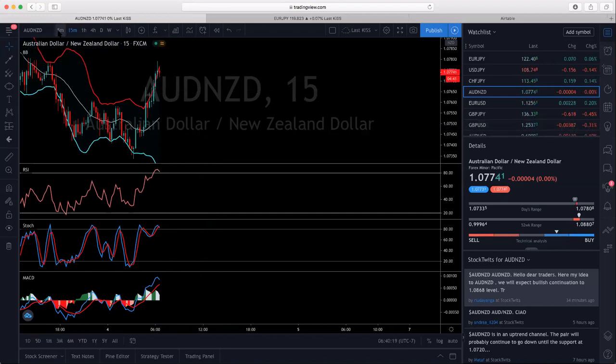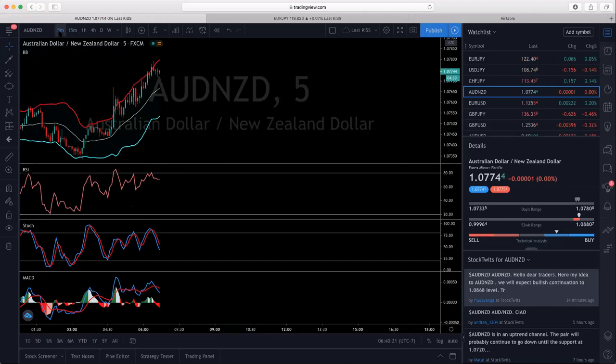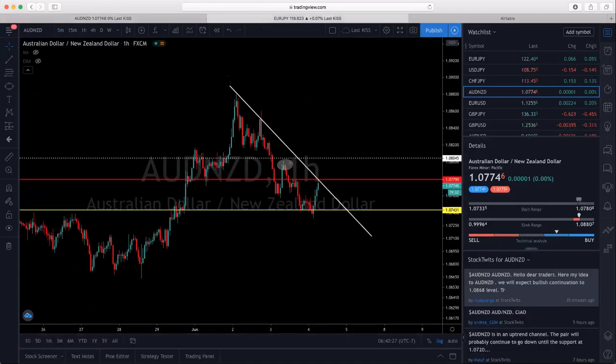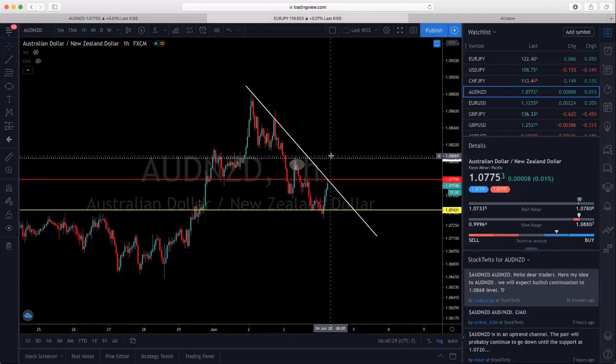So in my opinion, you have to find what works best for you, but you want to pay attention to this chart first because this is the main story for you.